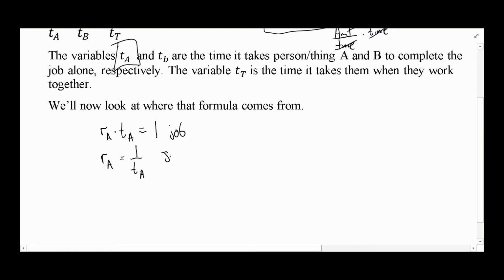The units here are going to be something like jobs per hour, something along those lines. But the rate at which person A works is 1 over their time alone. So if I took the amount of the job that person A does, and I add that to the amount of the job that person B does, that should add up to 1. Hopefully that's clear and obvious.